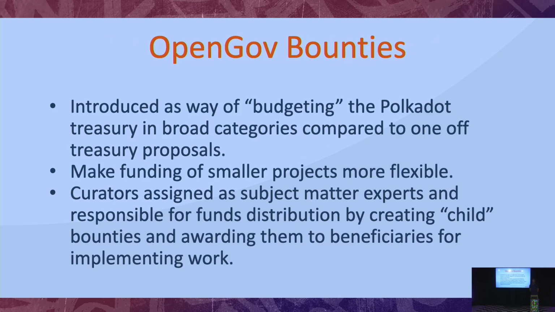So I will start with a little bit of introduction about bounties on the OpenGov of Polkadot. They were introduced as a way of budgeting the treasury, essentially, in broad categories in comparison to the potential for one-off treasury proposals otherwise. And this way, the idea was to make funding of smaller projects that would belong under one of these categories much more flexible and easier for teams that implement them. And curators are assigned to the bounties as subject matter experts of the category, and then they are responsible for distributing the funds of the bounty by creating so-called child bounties and awarding them to the beneficiaries for having implemented work.